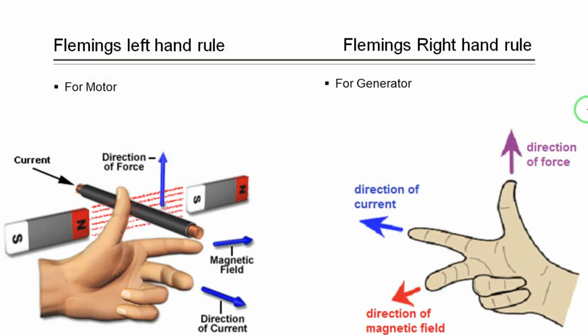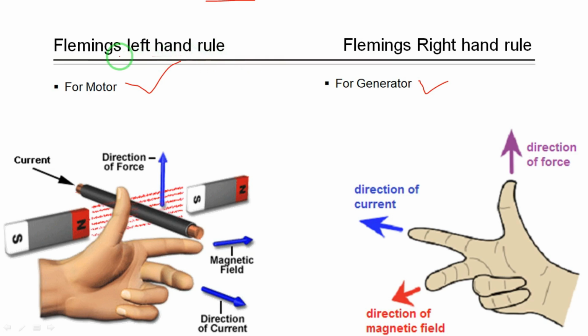Right? Now, Fleming's left hand rule and right hand rule. Fleming's left hand rule is applicable for motor. Fleming's right hand rule is applicable for generator. If you are confused about which law is applicable to which machine, then I have a simple solution.